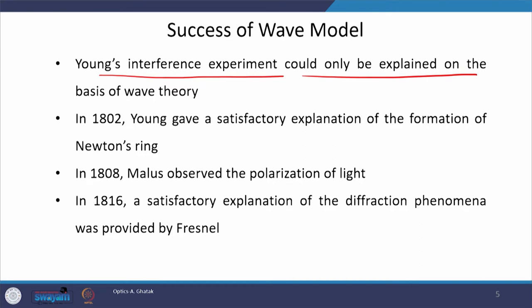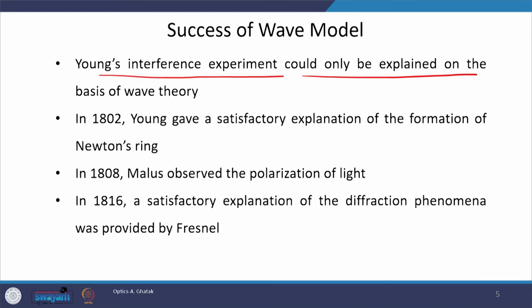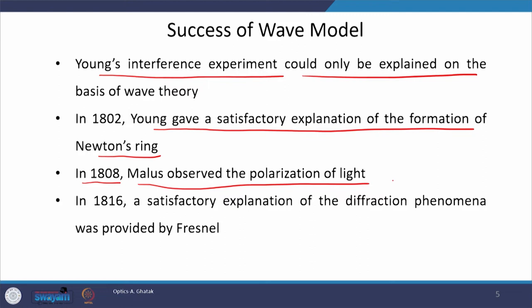This interference experiment could not be explained using corpuscular theory or using geometrical optics. In 1802, Young gave a satisfactory explanation of the formation of Newton's rings. Right after this, in 1808, Malus observed the polarization of light. All these things were explained using the wave model. And in 1816, a satisfactory explanation of diffraction phenomena was provided by Fresnel. These wrote the success story of the wave model.